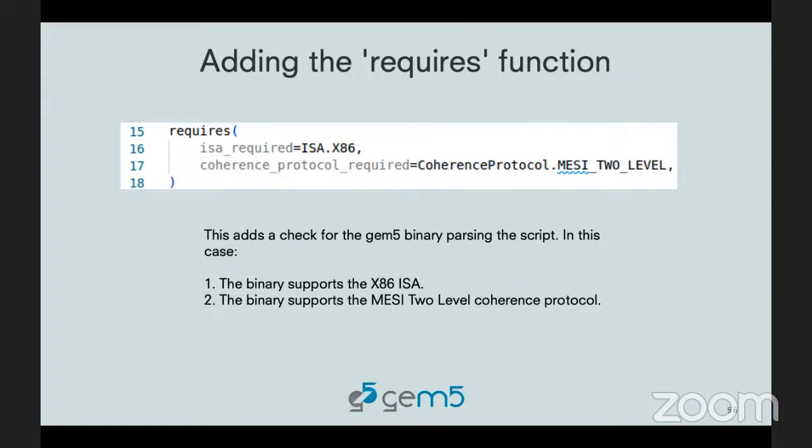I find the requires function can be really useful in your gem5 simulations. You can compile gem5 in different ways to include different ISA targets and different cache coherence protocols. Using requires essentially inspects the binary and makes sure that you've got these installed. So we're saying, hey, for this script, we actually require the ISA x86, and we require this cache coherence protocol to be compiled into the binary.